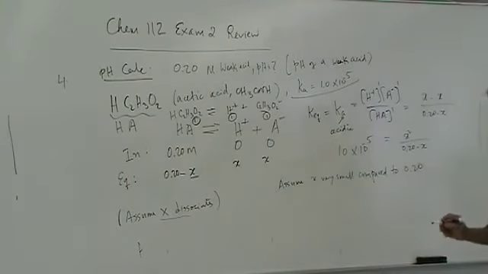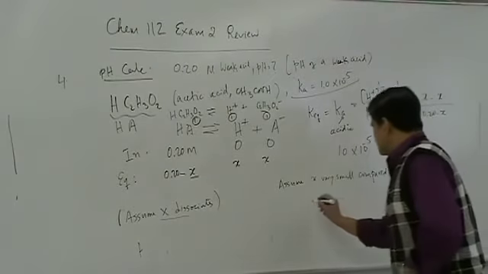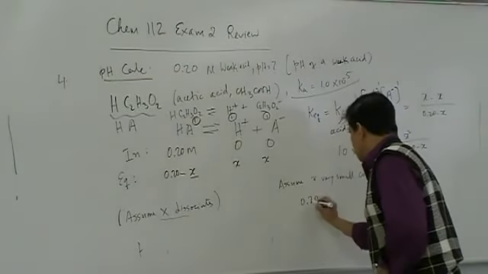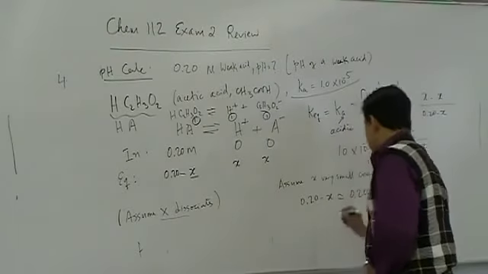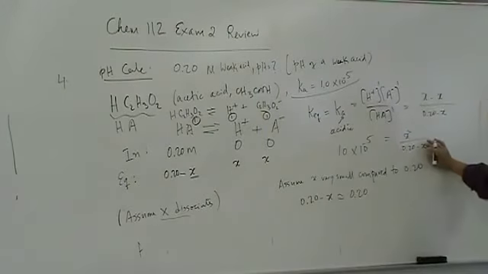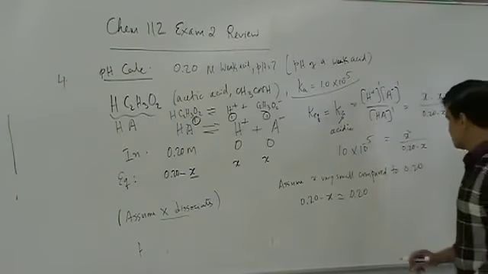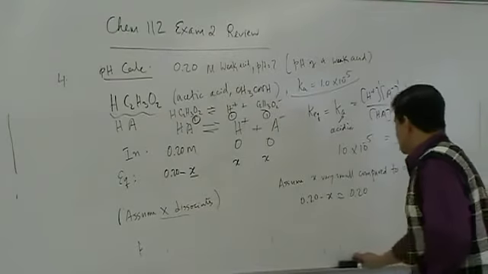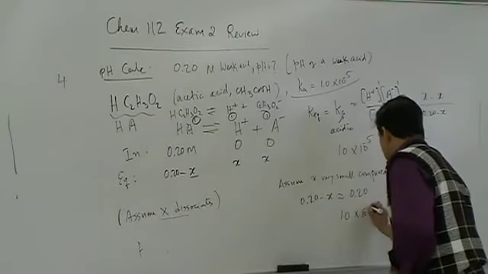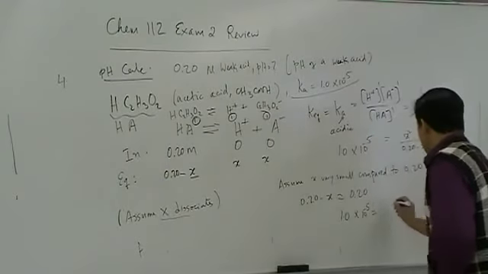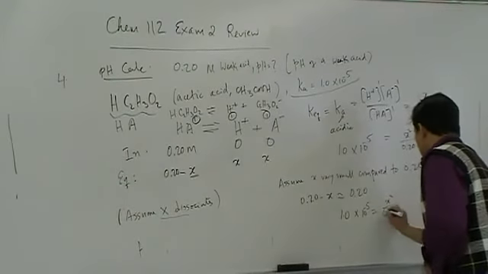If that is the case, 0.20 minus x is going to be 0.20. So in other words, I'm going to ignore this x because this is pretty small. So we're going to use it as 0.20 because that would make my calculation a lot easier. 10 to the negative 5 equals x squared over 0.20.